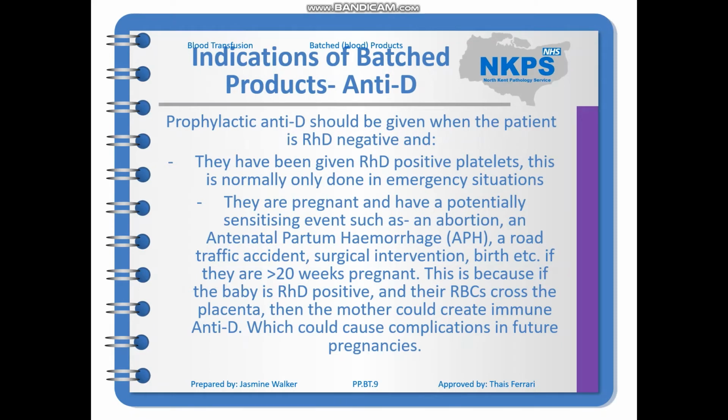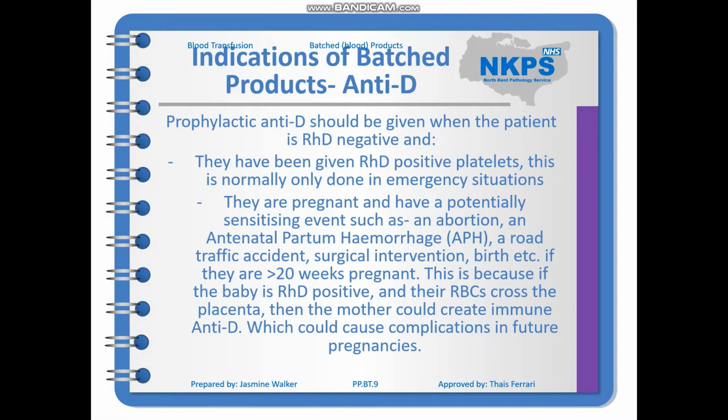We're now going to go through the indications of batch products, starting with anti-D. So prophylactic anti-D should be given when the patient is RhD negative and meets one of the following criteria. So they've been given RhD positive platelets. The reason that you would give prophylactic anti-D for patients been given RhD positive platelets is because platelets can contain very, very small amounts of red blood cells within the packs.